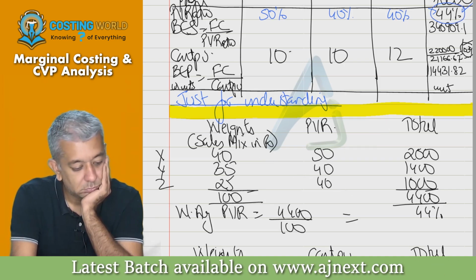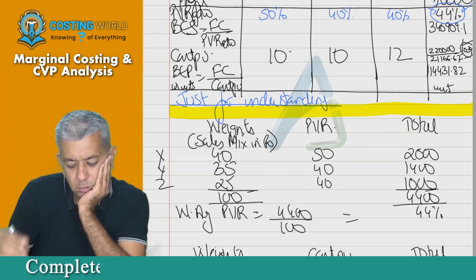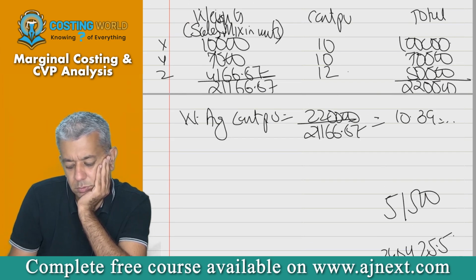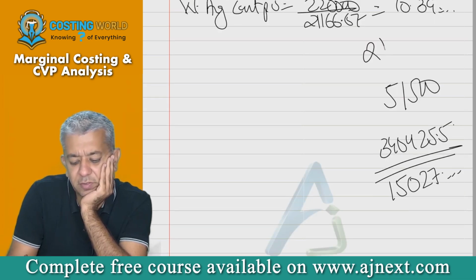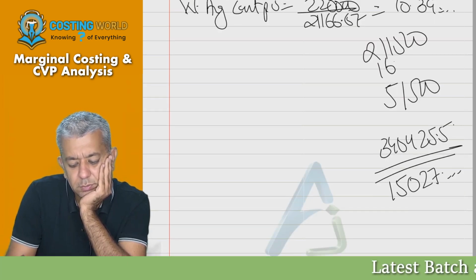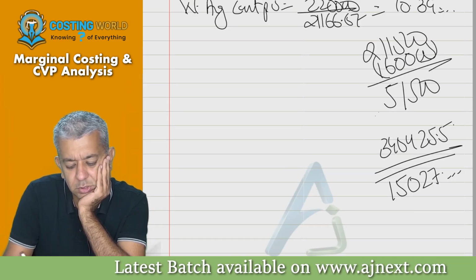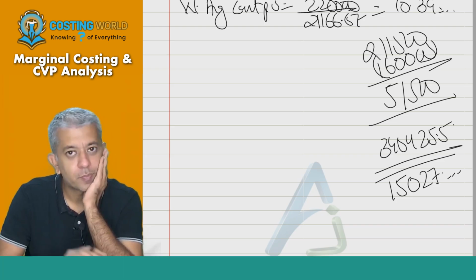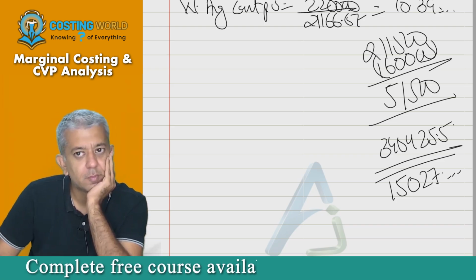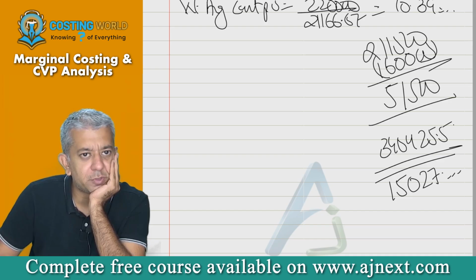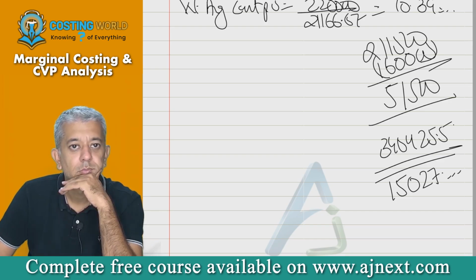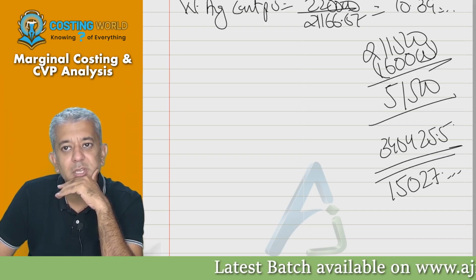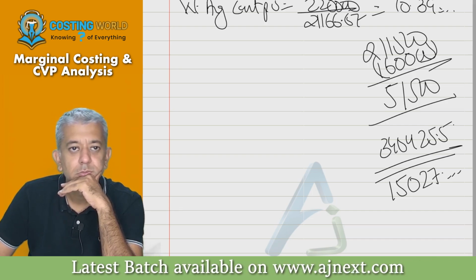Sir, what is the answer of profit? Profit is 51,500. 211,500 will be the contribution. 1,60,000 is the fixed cost. 51,500 will be the profit, if I remember. Those people who have not finished, please finish. So everybody is done, sure? Yes, sir. Okay.